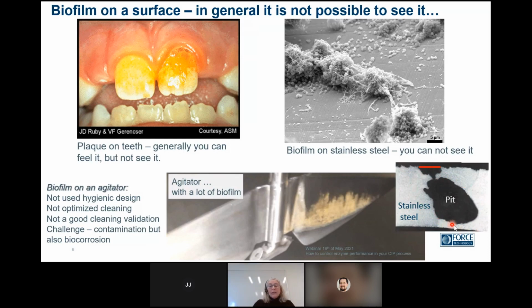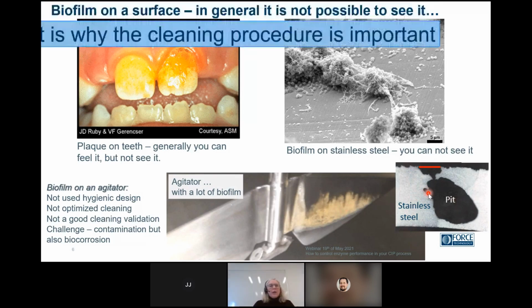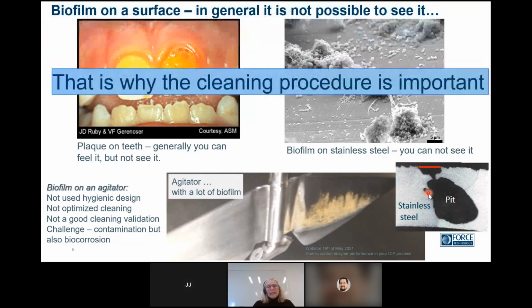So we can only imagine, is this easy to clean? And no, it is not. That's why it is so important to clean properly, to get all the biofilm away from the surfaces to avoid these pits. So the cleaning procedure is very important.